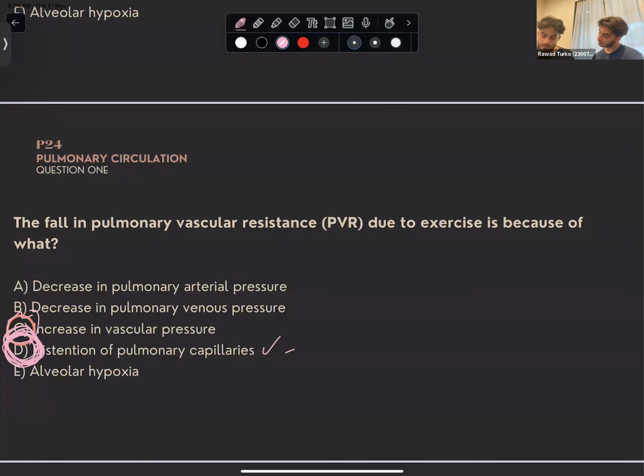Why is decrease in arterial and venous pressure? Why does that cause an increase in resistance?